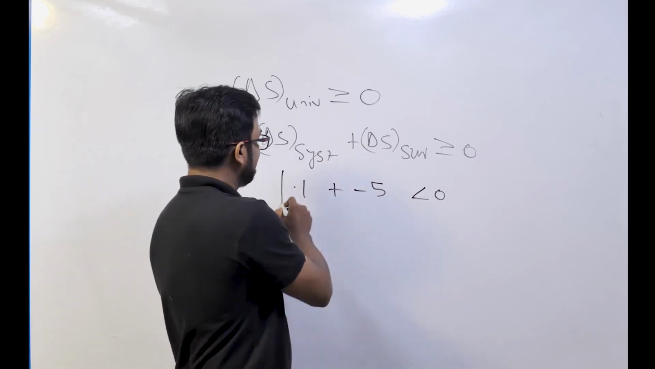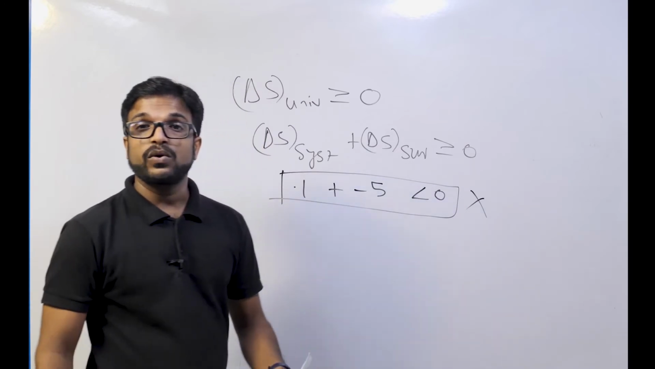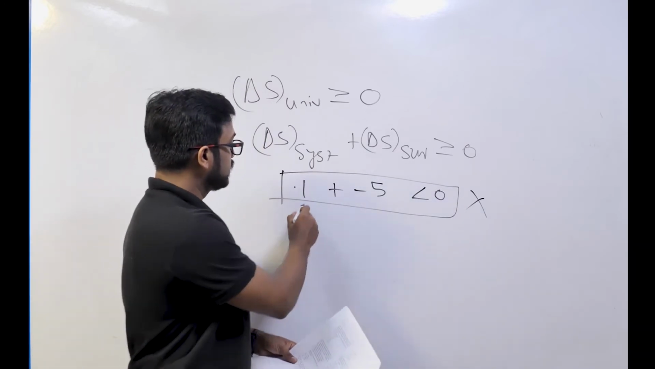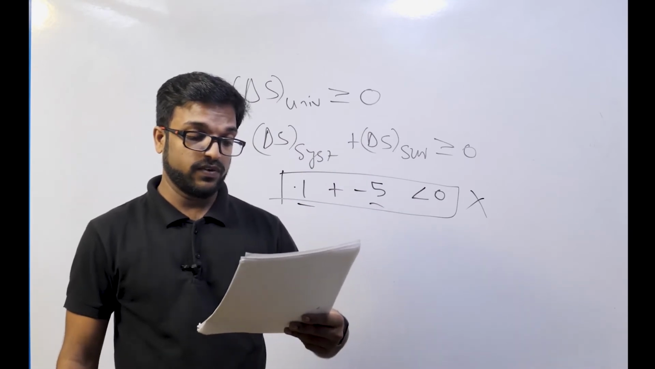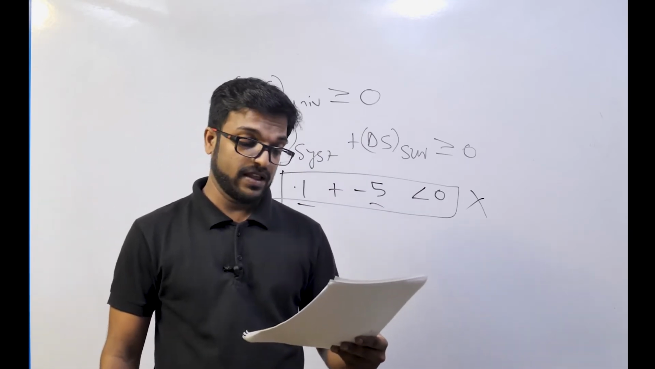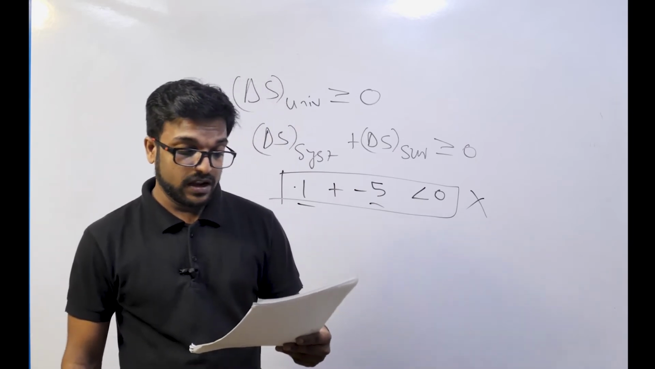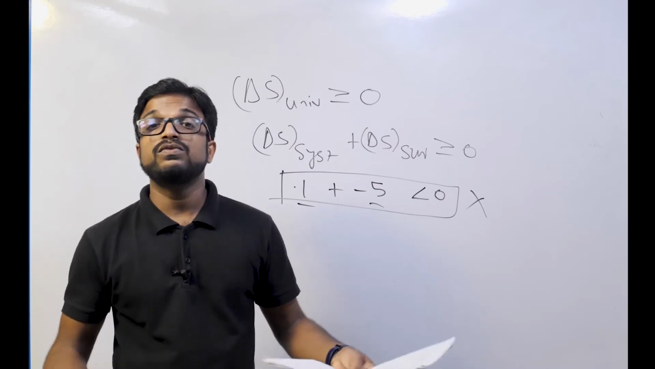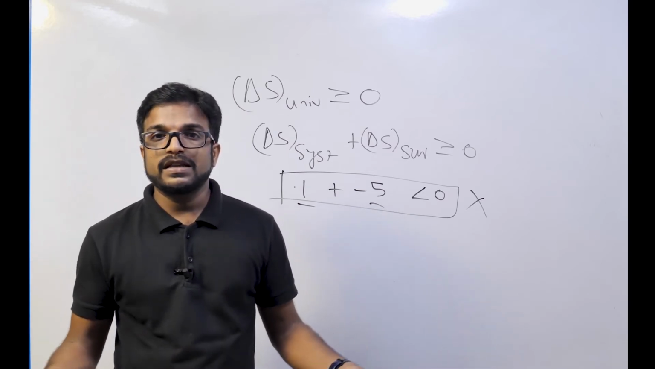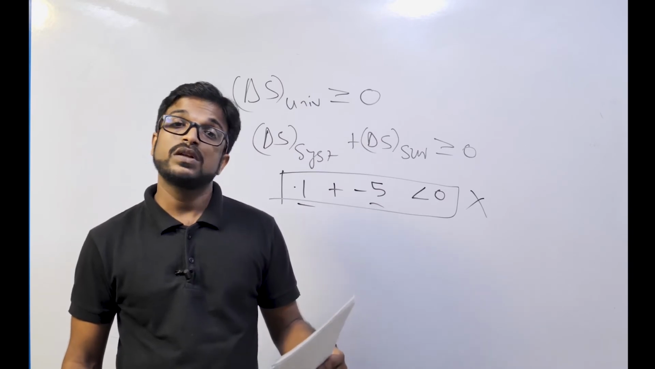Actually, this is wrong. Why is this wrong? Because both are not in the same units. If you look at the problem, for the system it is specific entropy, and for the surrounding it is total entropy. If you need to add or subtract, they have to be in the same units, right? So we have to convert them into the same units.